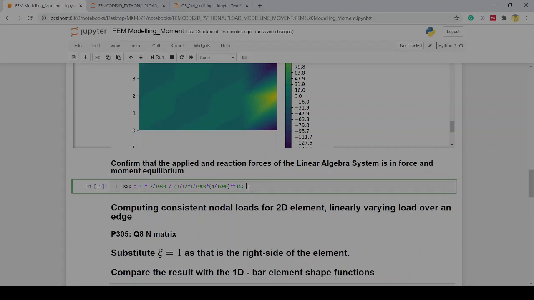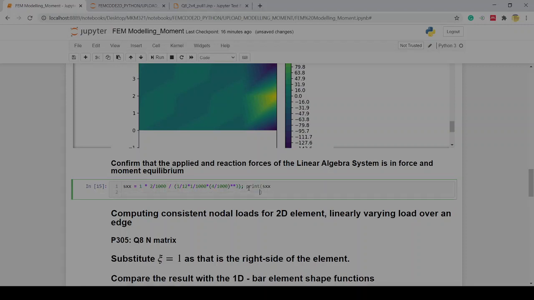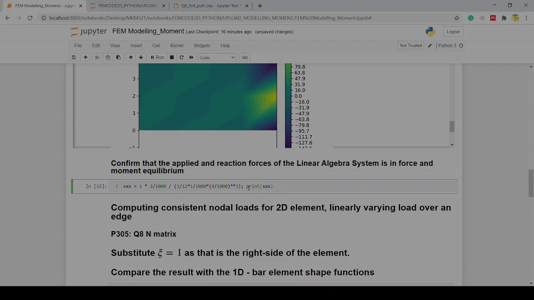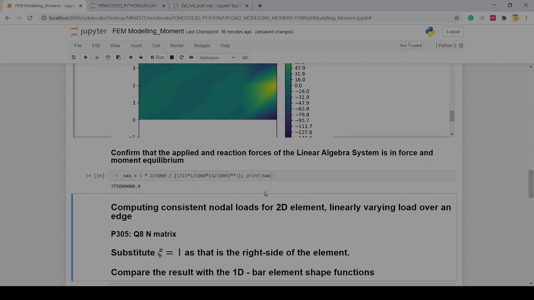And then I can just print. This will be stress actually in Pascal, because I'm converting everything: this is Newton per meter, and this is now all meters. So the answer is in normal Pascals. Okay, so if I look at this, 375 MPa is what I expect to see.